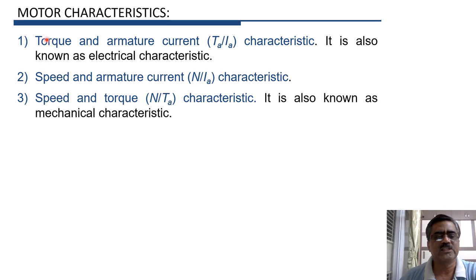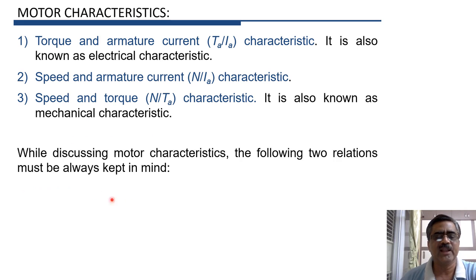Now before discussing these three characteristics, you have to remember two important relations. First is armature torque TA is proportional to phi into Ia. Means torque developed in armature TA is proportional to the product of flux per pole phi and armature current Ia. And a second relation is N is proportional to EB upon phi. Means speed N is directly proportional to the back EMF EB.